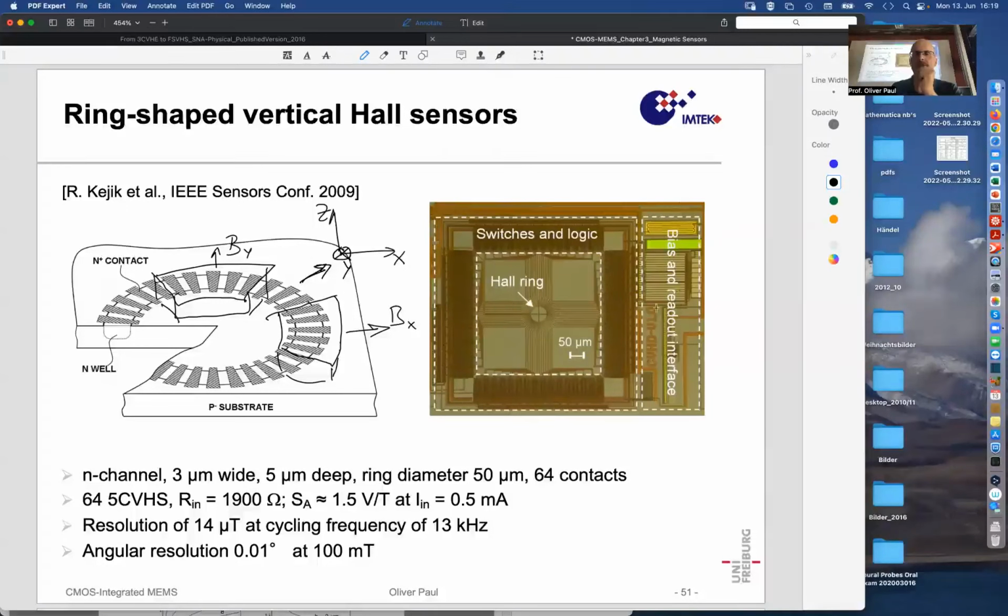contacts, a lot of circuitry around, and then some bias and readout interfaces to make the interconnection possible. And he was able to resolve 14 microtesla at a cycling frequency of 13 kilohertz. So it was a high frequency operation, and the angular resolution was 0.01 degree at 100 millitesla, which is a fair technical field. So that's not a small field.